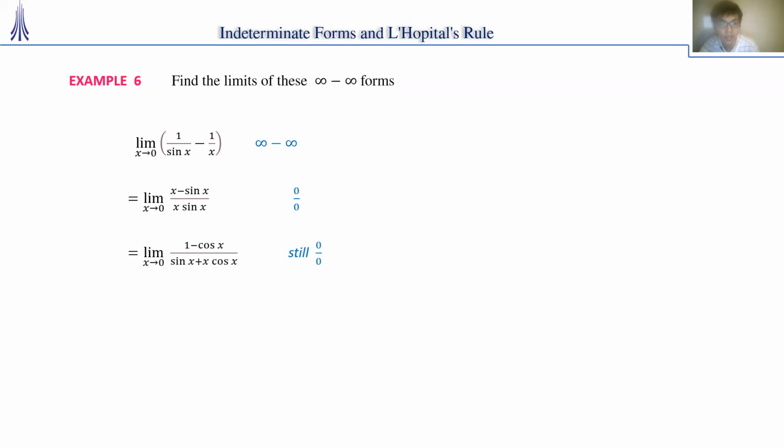So we differentiate it, we got 1 minus cosine of h over sine of h plus h times cosine of h, and it's still 0 over 0 form. So we differentiate one more time, we got sine of h over 2 times cosine of h minus h times sine of h, and we insert h equals 0, we got 0 over 2, which is equal to 0. That is the answer.